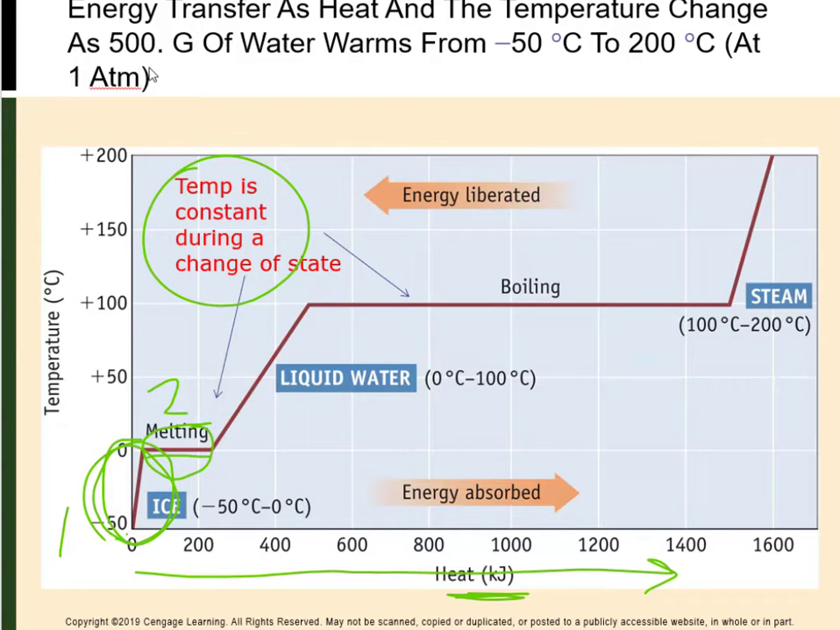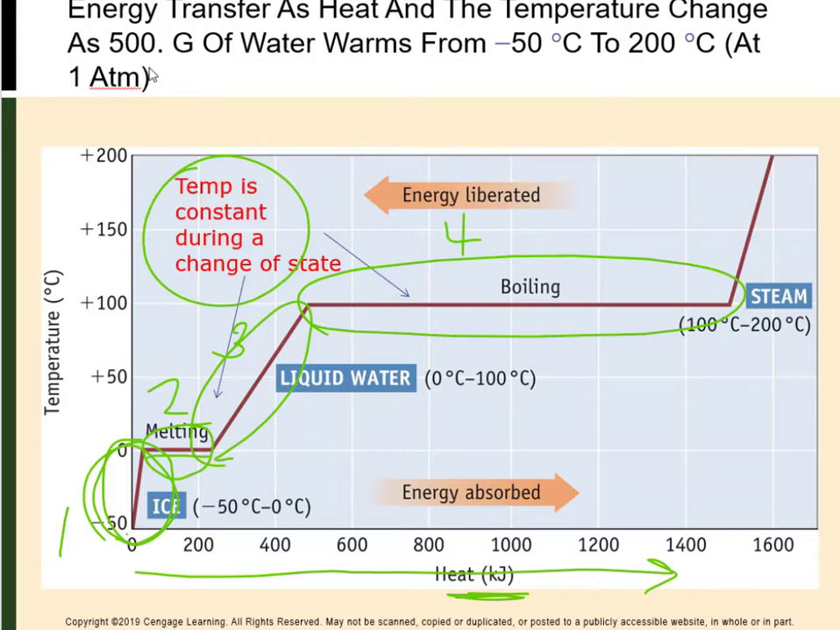Number 3, we have to warm the liquid to 100 degrees. So this is step 3. Again, there is a change in temperature. Step number 4, we have to evaporate or boil at 100 degrees. Here's step 4. And notice how much energy is required. How much energy is absorbed to boil, but we don't have a temperature change. And then we have step 5, where we have to warm the water vapor to 200 degrees.